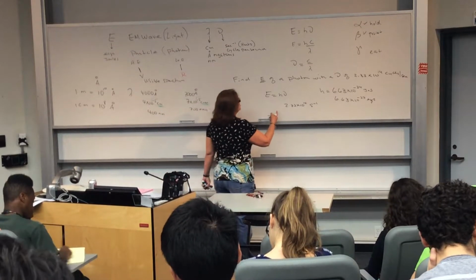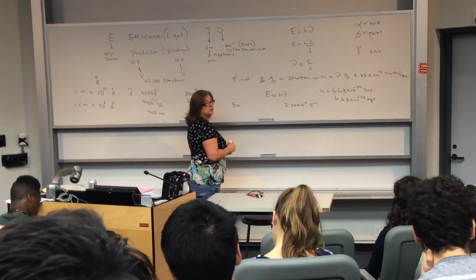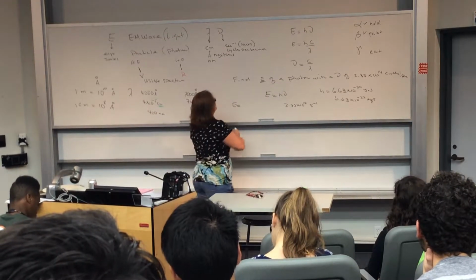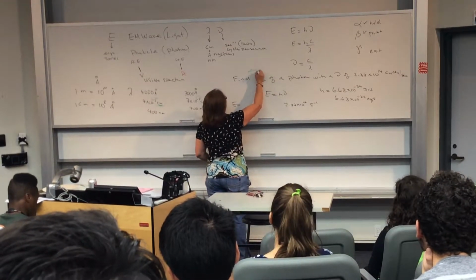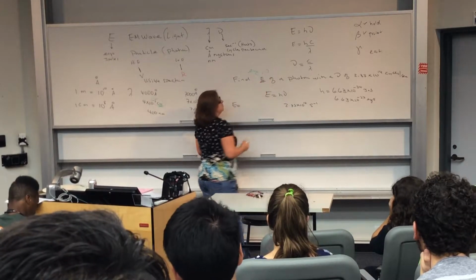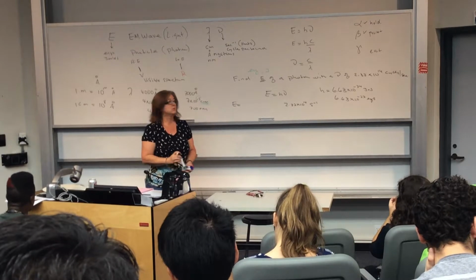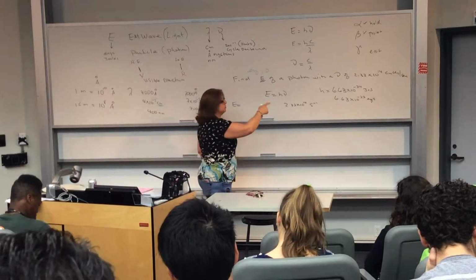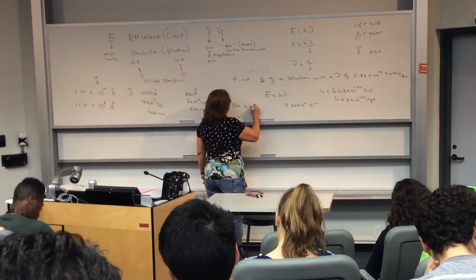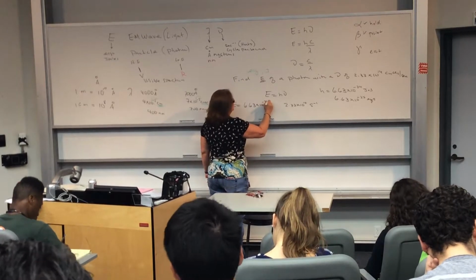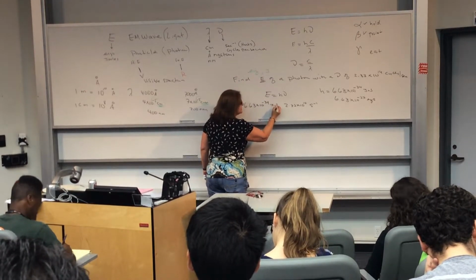And what are you going to put for h? You've got two choices: ergs or joules. It's up to the problem, it's a matter of units. What do you want to use? Doesn't matter to me. You want to do joules? Fine. 6.63 times 10 to the minus 34 joules dot seconds.